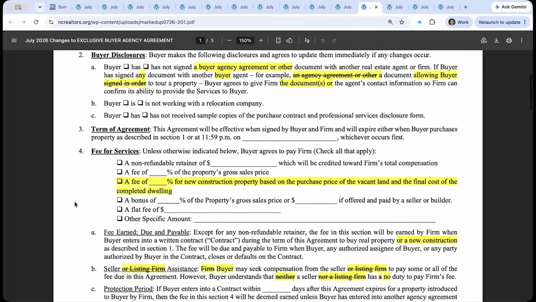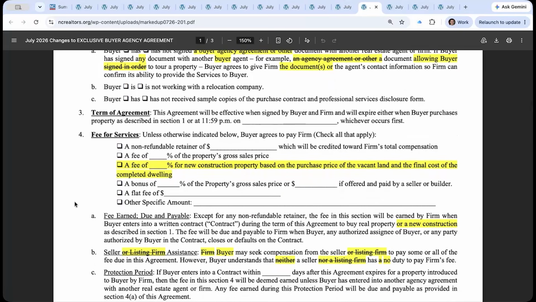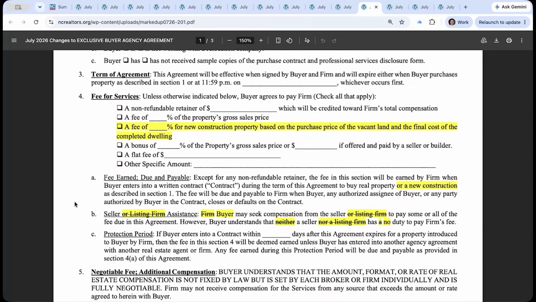Anywho, fee for services, you've got a fee now for new construction. Make sure the buyer fills this out, even if they swear up and down they're only shopping for older homes, they're not going to buy a new home. No, fill this out, because every time a buyer who swears they might get into an older home, you show them one newer home because that's what's in their price range and it actually makes more sense and it's a better location, everything else, they walk in. You know how it is. You know how it is.